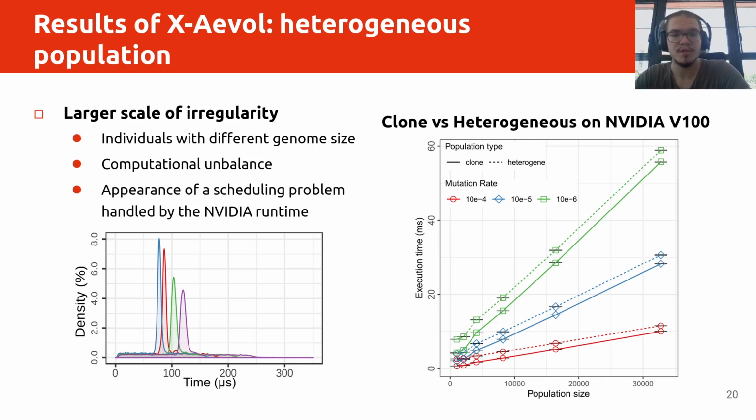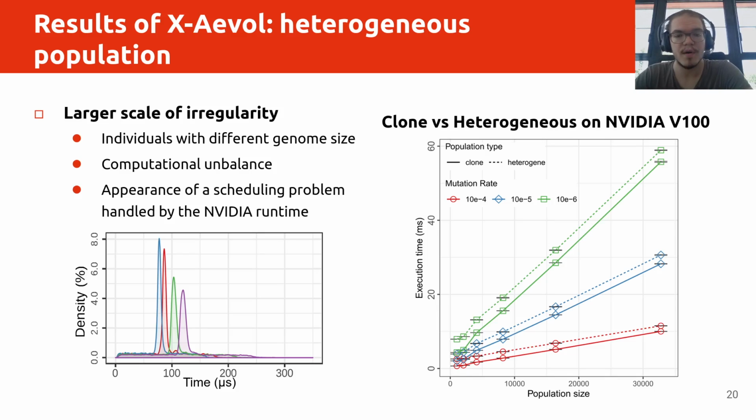The bottom diagram shows the repartition of computation time among four heterogeneous populations, represented with four colors. Although there is a peak of representation, some individuals can take twice or three times as much computation time than others. This imbalance creates a scheduling problem that is, for the moment, handled by the NVidia runtime.